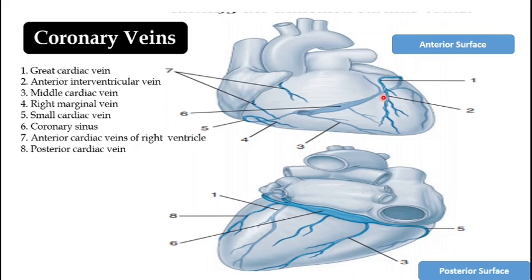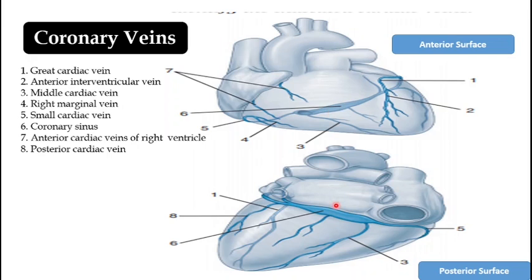So if we look at the anterior surface diagram of the heart, the veins which appear darker blue in color are the veins which are present on the anterior surface, and the veins which are lighter in color are the veins which are present on the posterior surface of the heart. Therefore on the anterior surface diagram they are shown lighter in color because they are present on the posterior side of the heart.